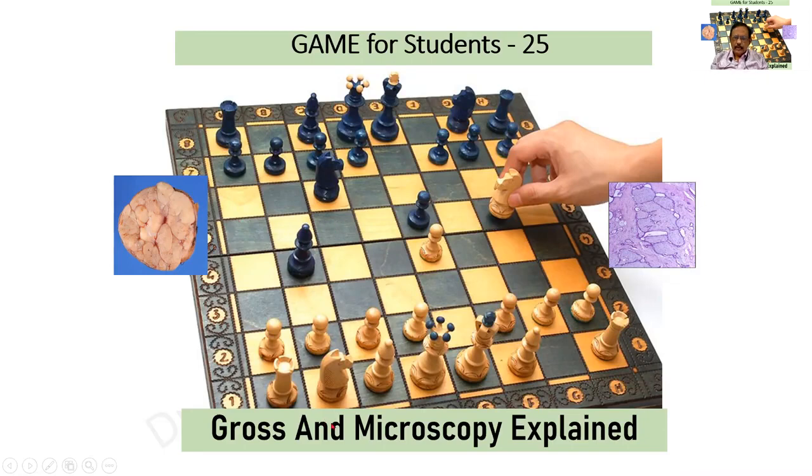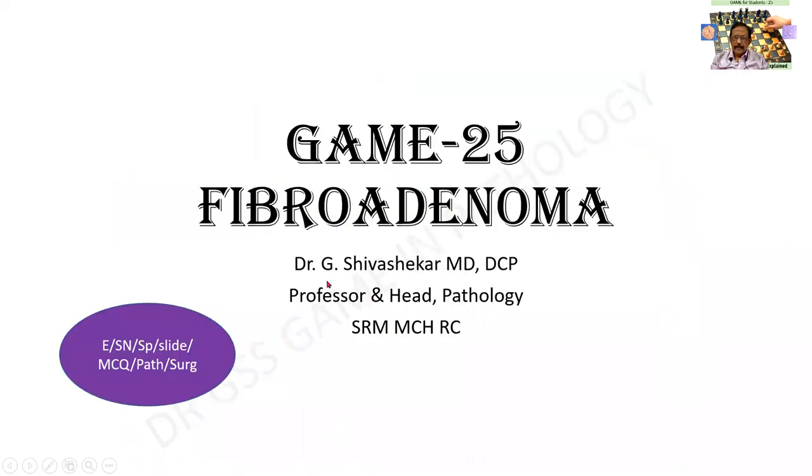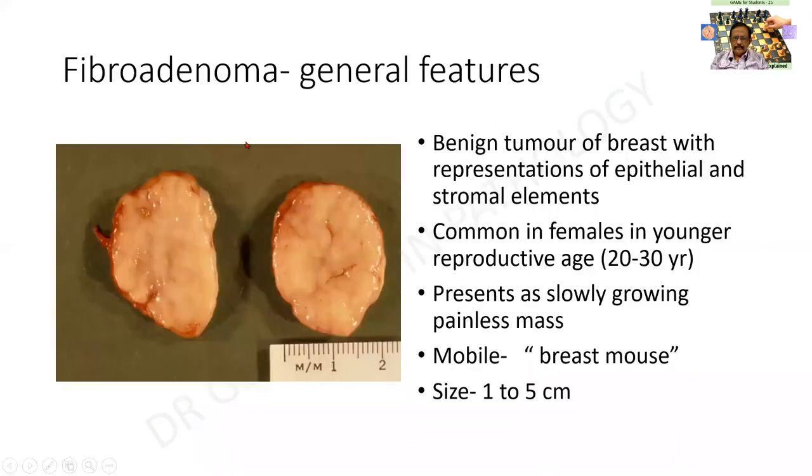Gross and microscopy explained. Fibroadenoma. The topic is of paramount importance. Since there is a fibrous as well as a glandular component, it is called a fibroadenoma. It is a benign tumor of the breast with representations of the epithelial and the stromal elements.